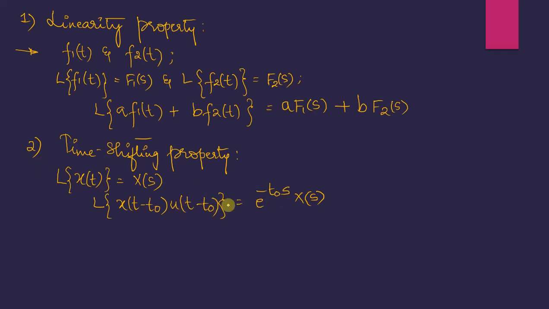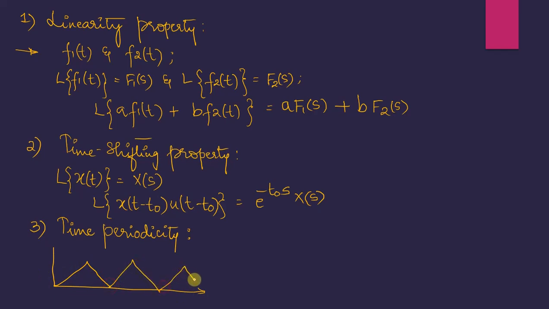So you should remember this, both the signal and the unit step function have to be delayed in time by the same unit. The third property that will be very much useful is the time periodicity property. As per this time periodicity property, let me explain it with a simple example. If you have a signal which is periodic in time, let me consider this particular signal. This signal has amplitude A and it is repeating itself every T seconds. Let me represent this signal as x of t.